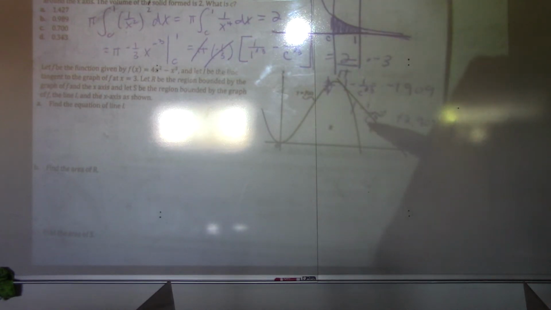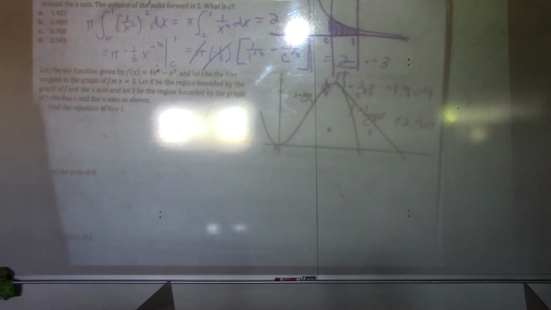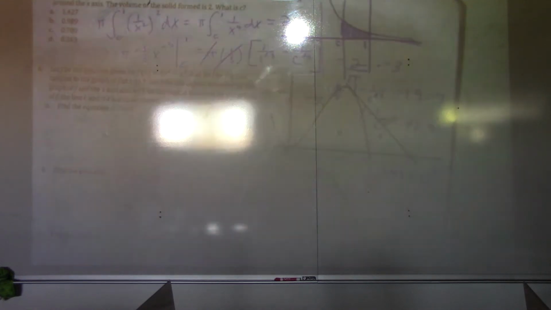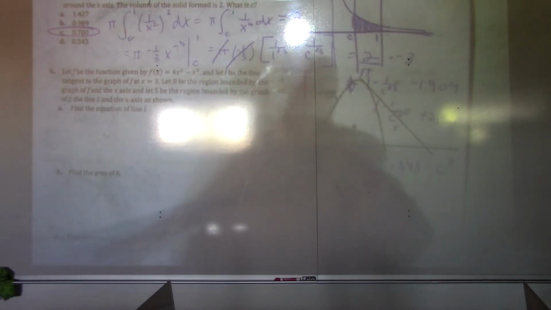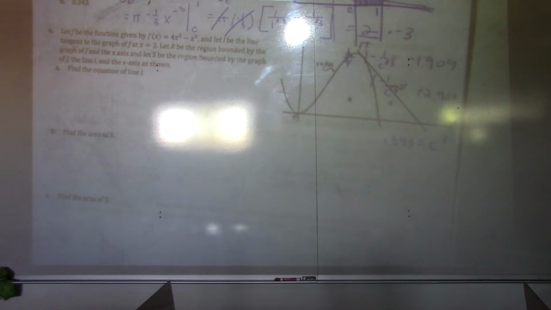Now I'm going to multiply the c cubed up and divide this over, so 1 over that number is 0.343 equals c cubed. And then to get rid of the cubed, I'm going to take the cube root, so that's math 4 of the number, and that gave me 0.7. So once we get to here, that's just algebra. Number 6.